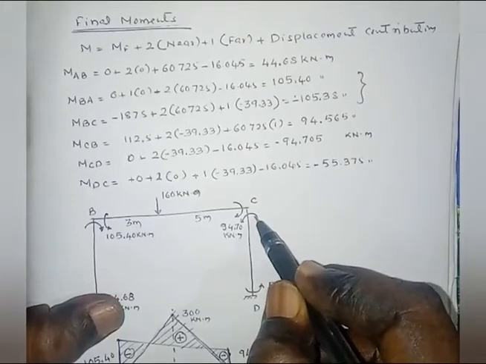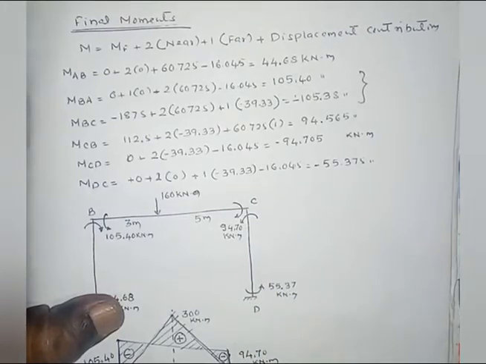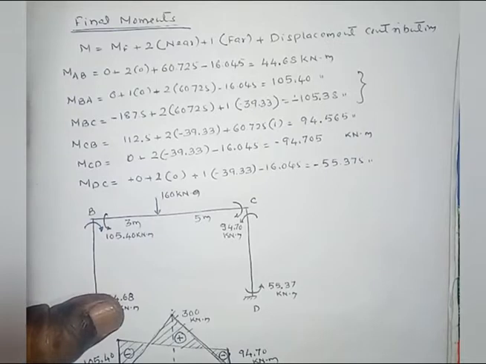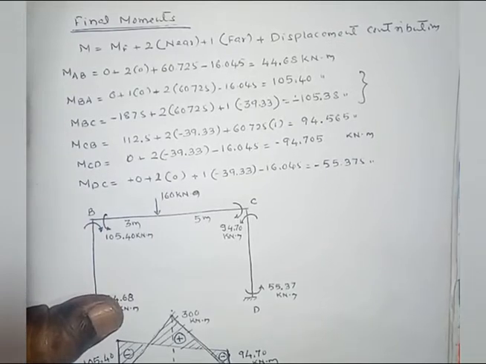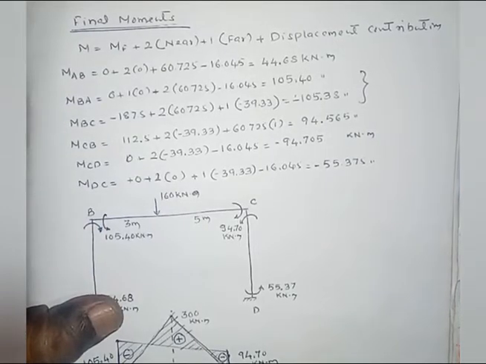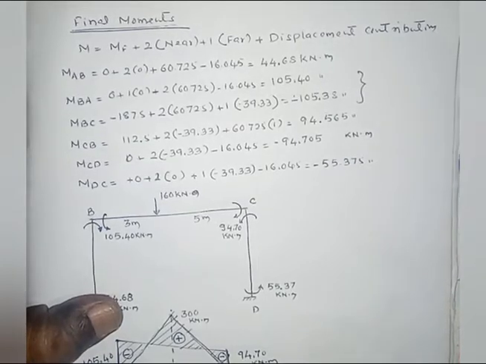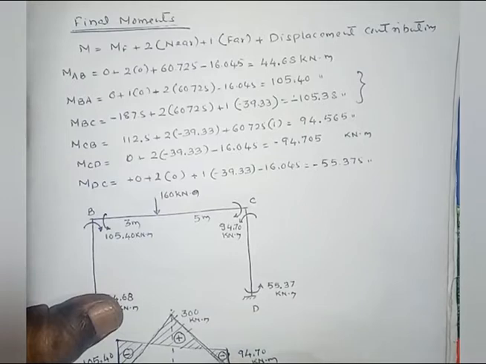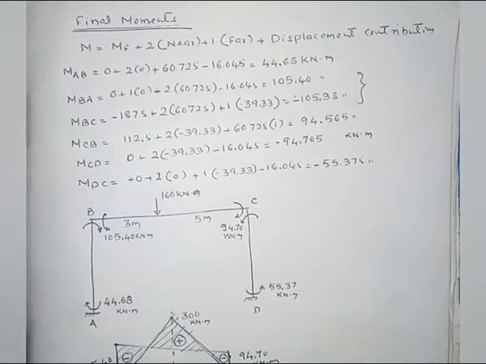This one is hogging, this one is sagging. Here this is positive, this one is negative. Here we can show this one is 55.37 kilonewton meter. This one is 94.70 kilonewton meter. Here we can show the shaded portion. This is the bending moment diagram.